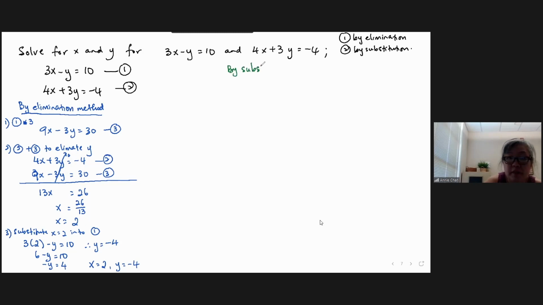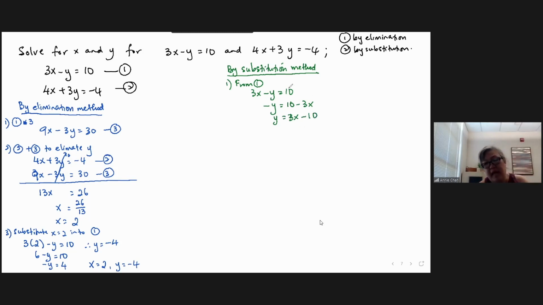By substitution method, okay, I will still write the same. I'm going to say from equation 1, this is my first step. I'm going to say, well, 3x minus y is equal to 10. -y is equal to 10 minus 3x. y is equal to 3x minus 10. Do you see how I got that?